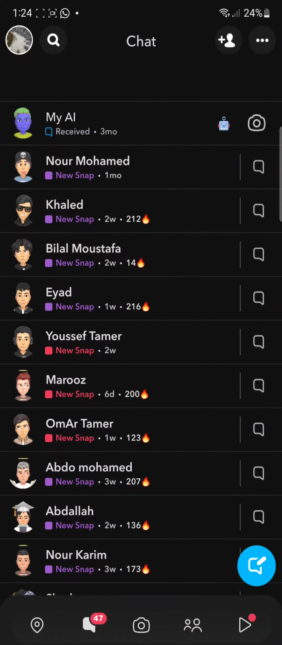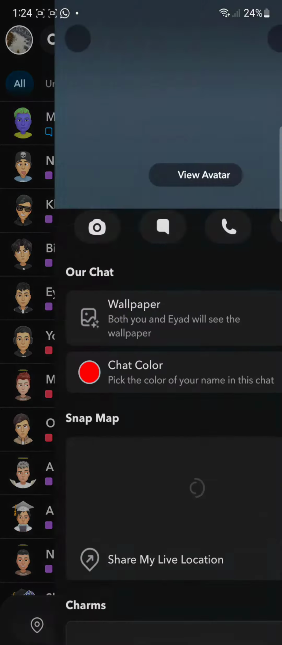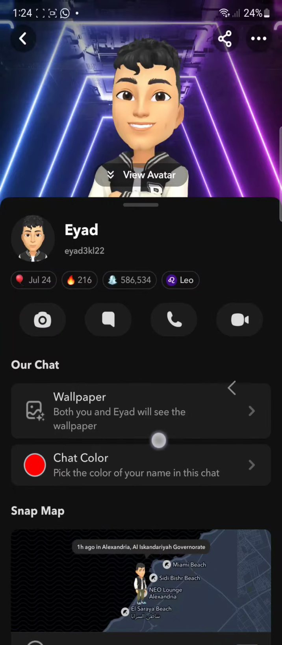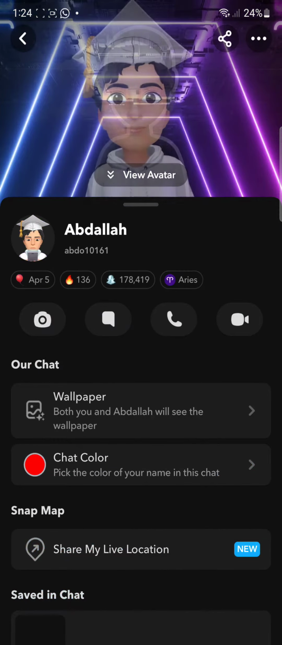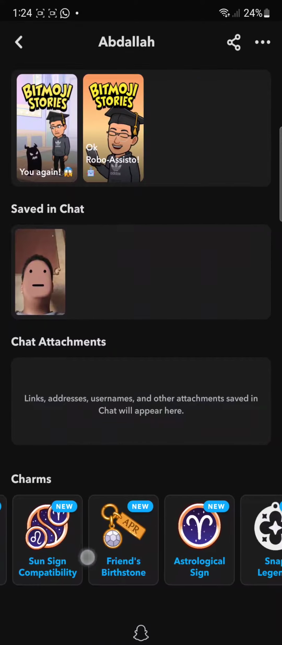So let's say I go onto the AI, and as you can see, it doesn't show anything. If I go onto my friend over here, it doesn't show that he has Snapchat Plus. If I go onto my friend again here, again, nothing that can show me that he has Snapchat Plus or not.